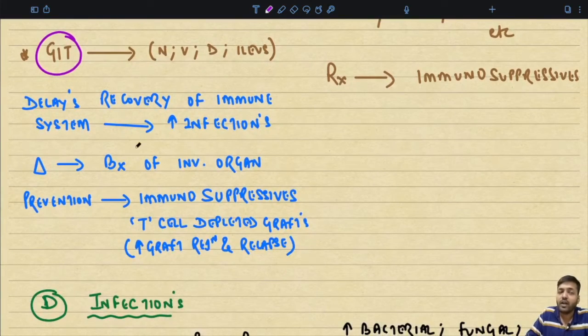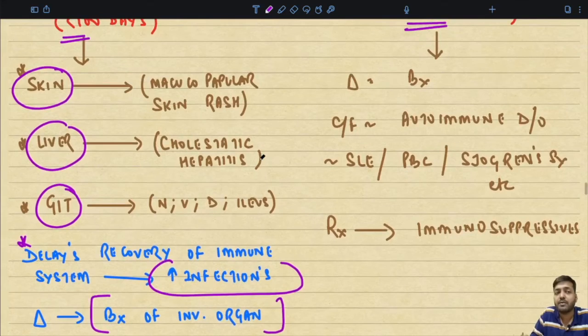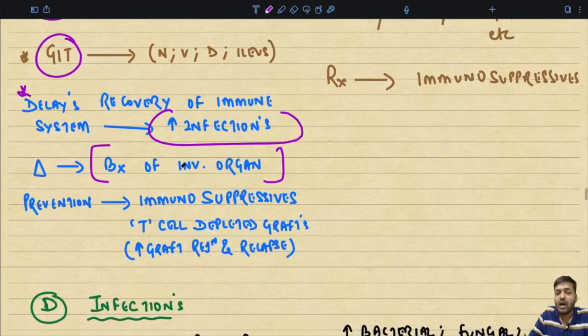Now, acute variety of GVHD delays the recovery of the immune system, so there is an increased amount of infections. The diagnosis of acute GVHD is by biopsy of the involved organ. For example, we take the biopsy of the skin, liver, or GIT, and we see that really there is acute rejection. How can you prevent acute rejection? By use of immunosuppressives, T cell depleted grafts. Okay.